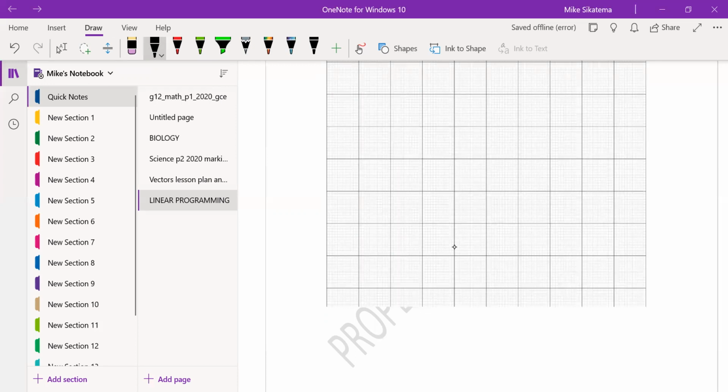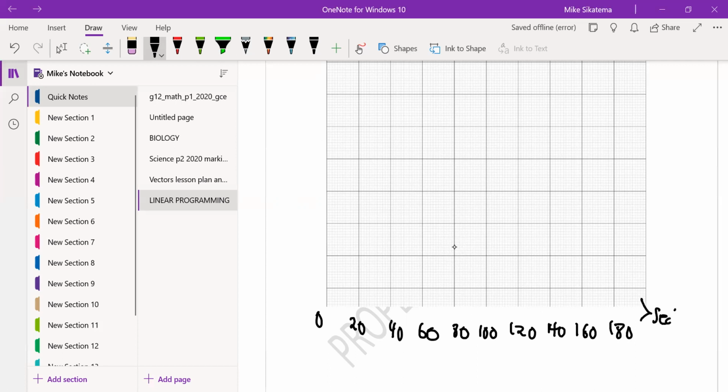So 2 centimeters, so one box, 2 centimeters. So this will be 0, 20, 40, 60, 80, 100, 120, 140, 160, 180. This is the x-axis, so this will be sedans as x-axis.